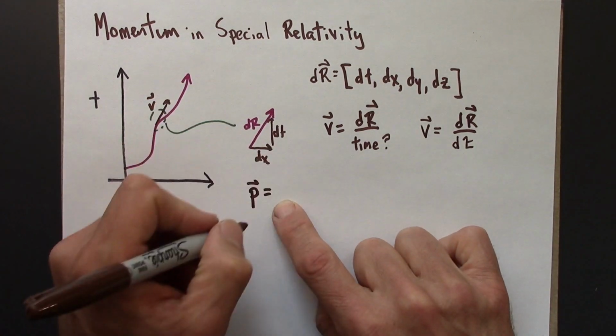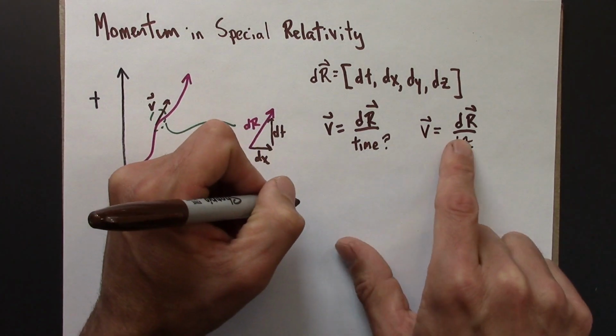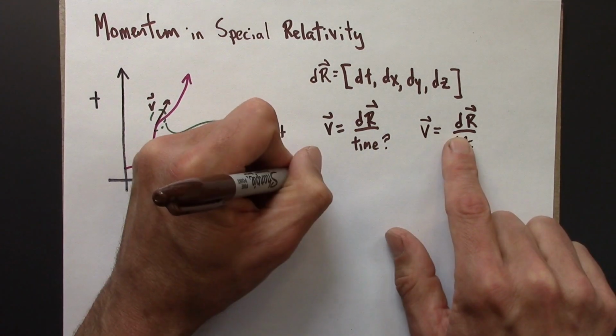So we need to take p, multiply it by m, like we do in classical physics, and then we're going to use this for the velocity.